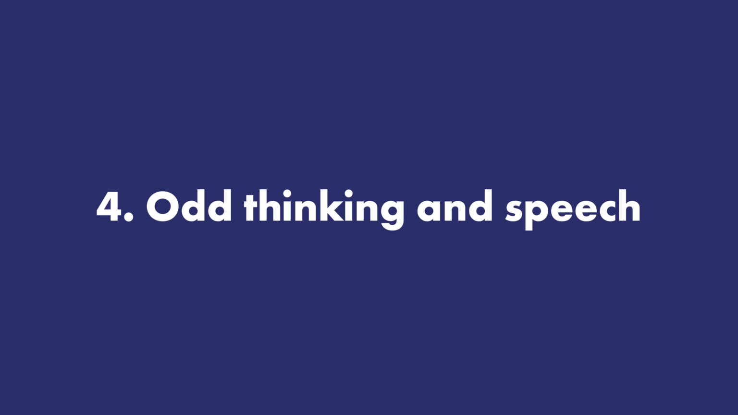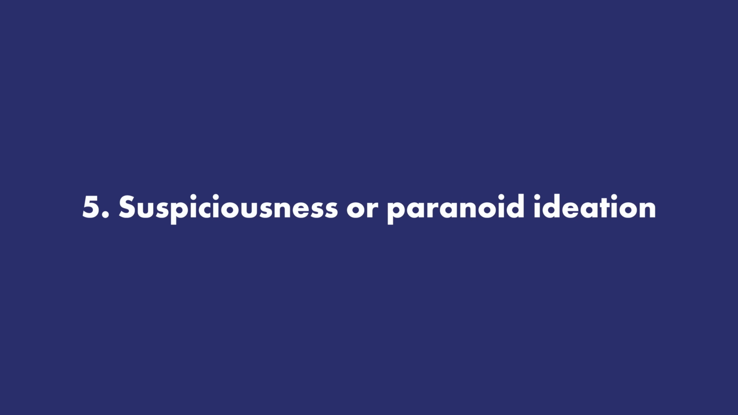For example, feeling like there is a presence in the room with you, even though nothing is there, or feeling like you're floating. Number 4 is odd thinking and speech. For example, vague, circumstantial, metaphorical, over-elaborate, or stereotyped thinking. Number 5 is suspiciousness or paranoid ideation. For example, thinking people have ulterior motives when talking with you, or believing that you are being followed.